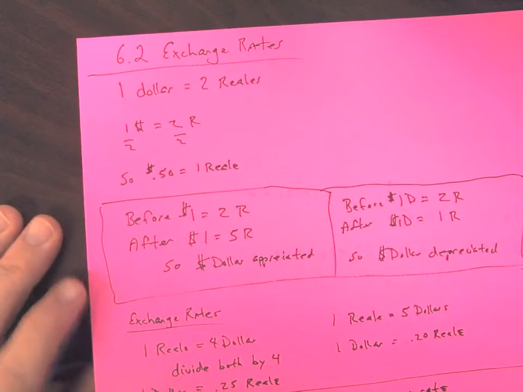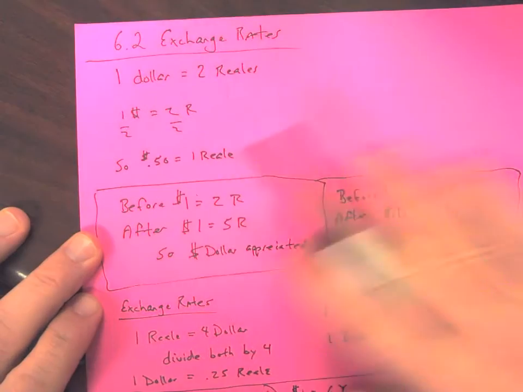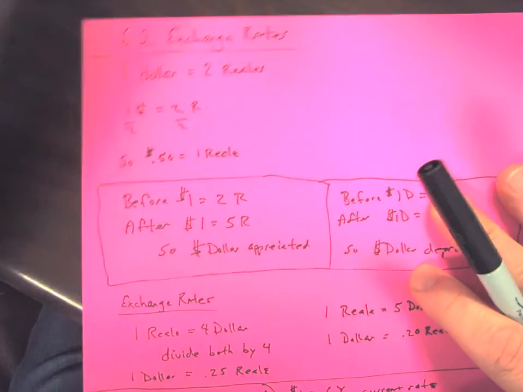We're talking about exchange rates on 6.2. Sorry about the blinding pink paper.